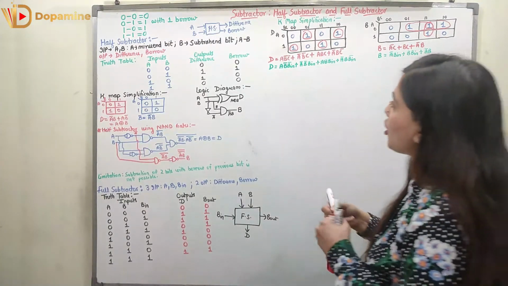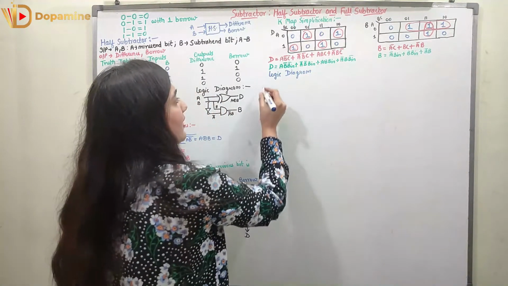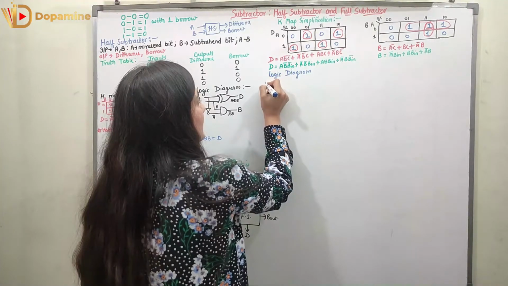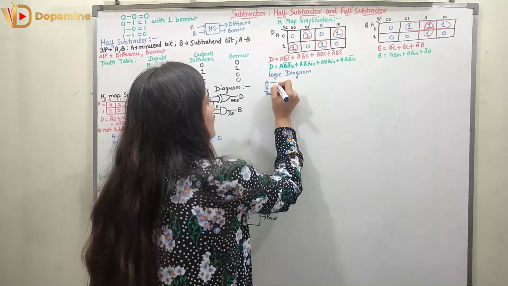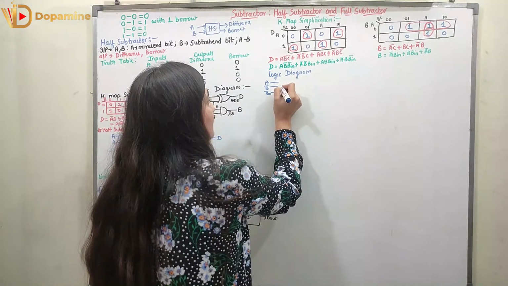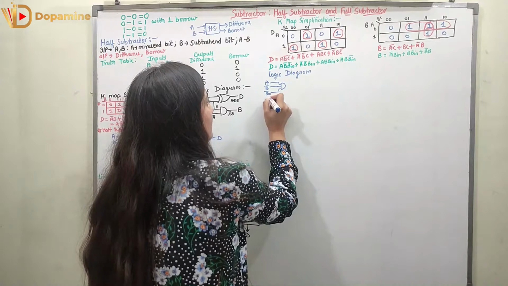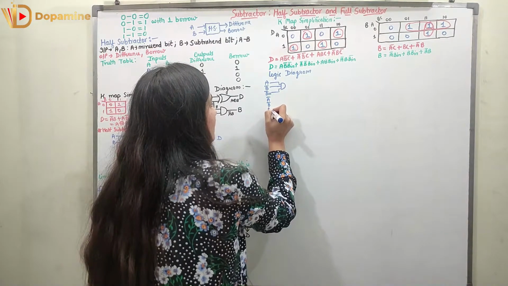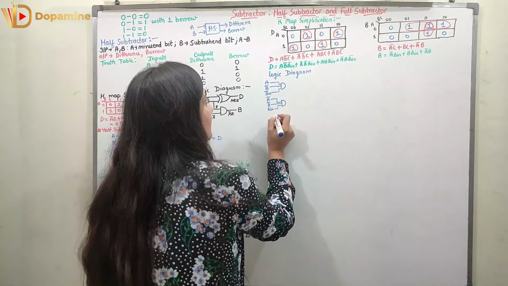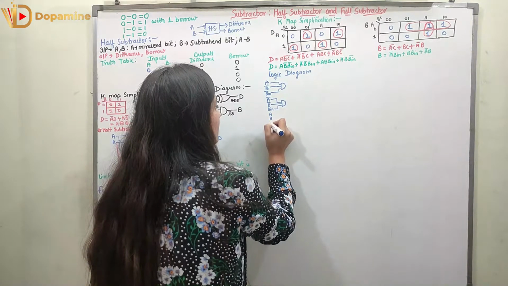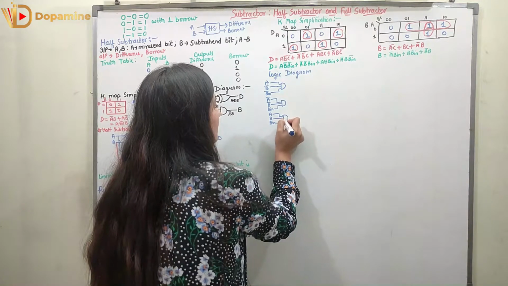After that I will make a logic diagram. First of all, let's suppose I am making the logic diagram of D first of all. So here I will have A B bar B in bar. All of these are sent to an AND gate, right? Then we have A bar B bar B in. Again all of these are sent to the AND gate, right? Then we have A B B in. Again all of these are sent to the AND gate.